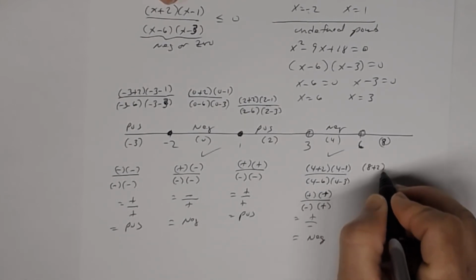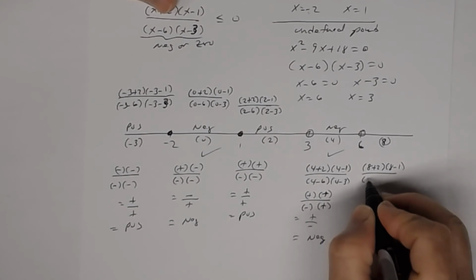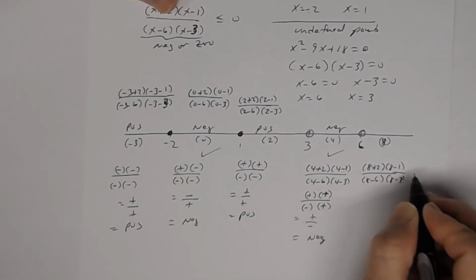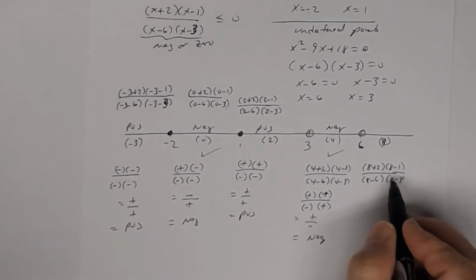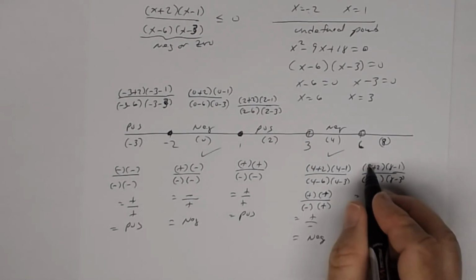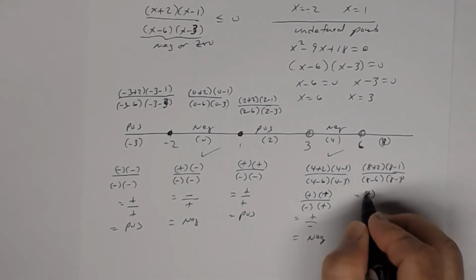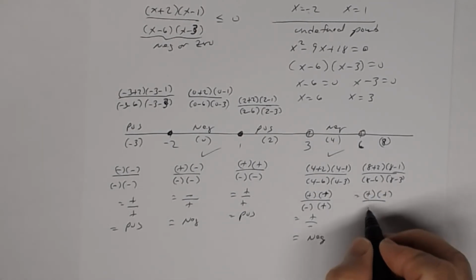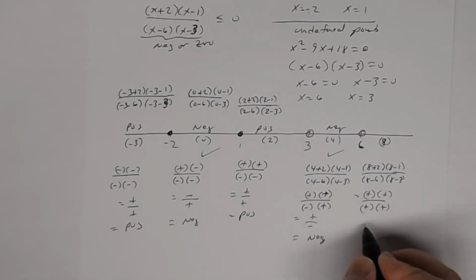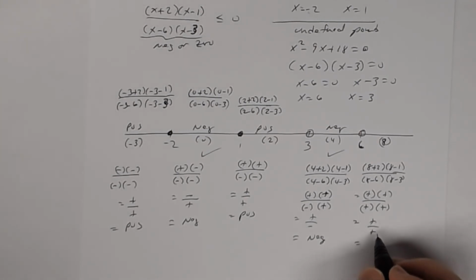We have 8 plus 2, 8 minus 1, divided by 8 minus 6, times 8 minus 3. So I saw the variable x, I substituted 8. All right, now let's look at the signs of each of those 4 factors. 8 plus 2 is positive 10. That's positive. 8 minus 1 is a positive 7. That's positive. 8 minus 6 is a positive 2. That's positive. 8 minus 3 is a positive 5. That's positive. The numerator is going to be a positive number because a positive times a positive is a positive. And a positive divided by a positive number is a positive number.